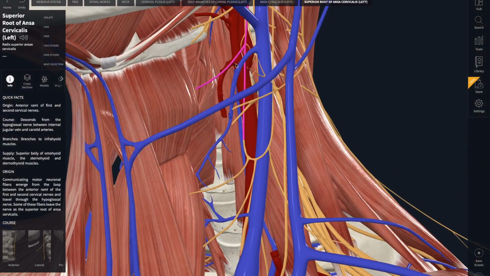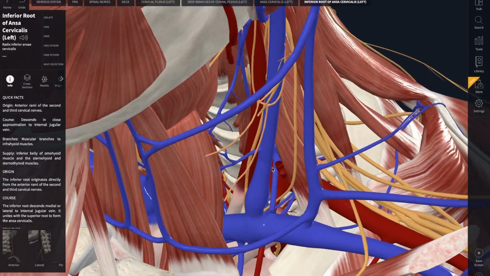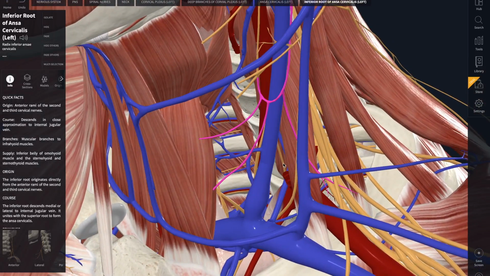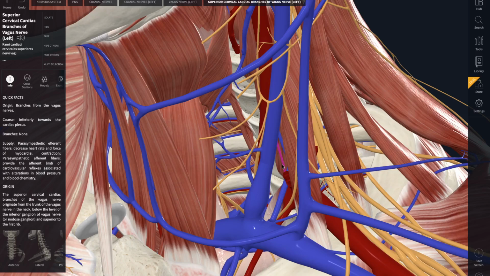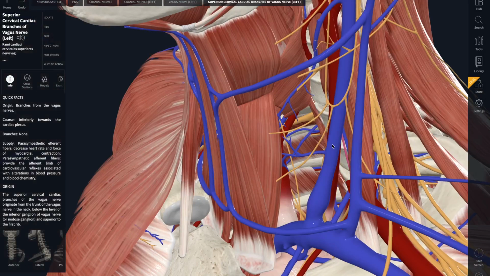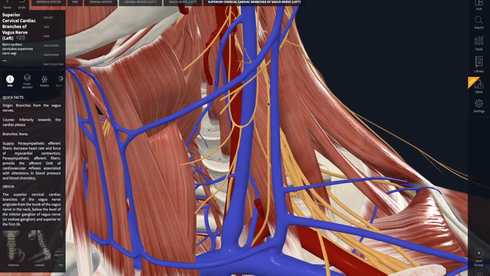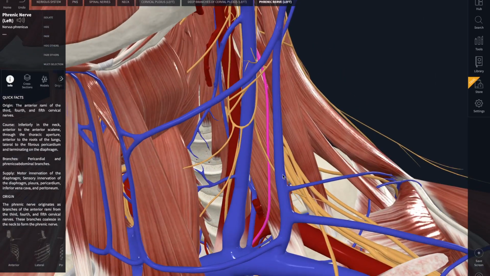I think this is the ansa cervicalis. This is the inferior root of the ansa cervicalis, just about here. It's very deep, I think. Yeah, this is the superior cervical. It should just be around here. You know what, I'll just give up. I cannot find it right now. So we have the phrenic nerve, which is very important for breathing.